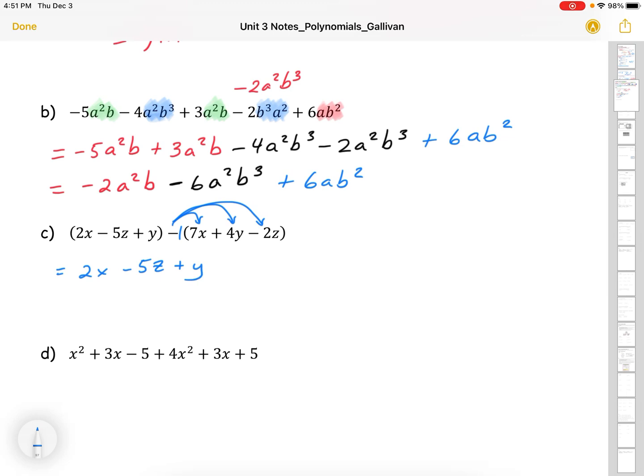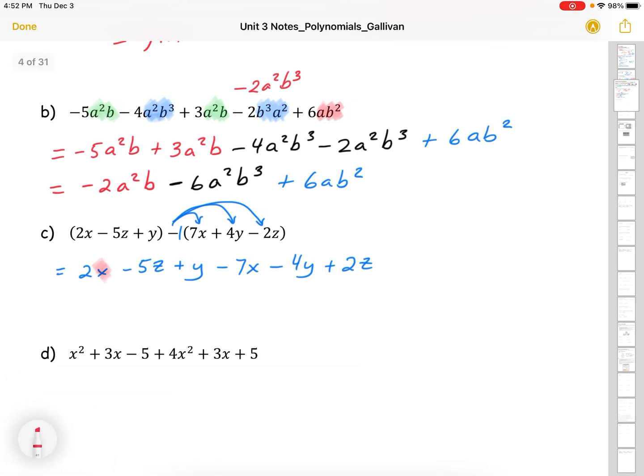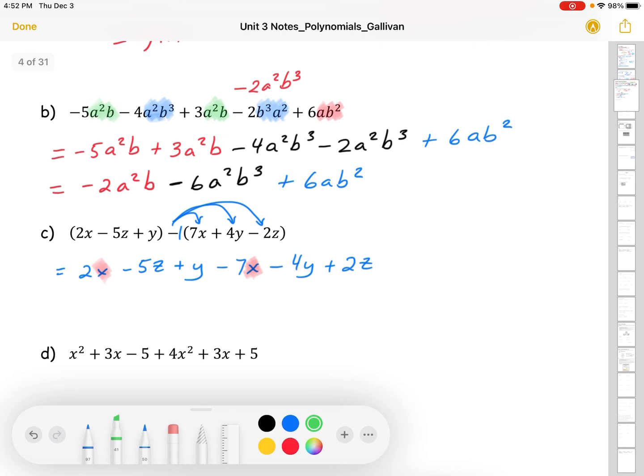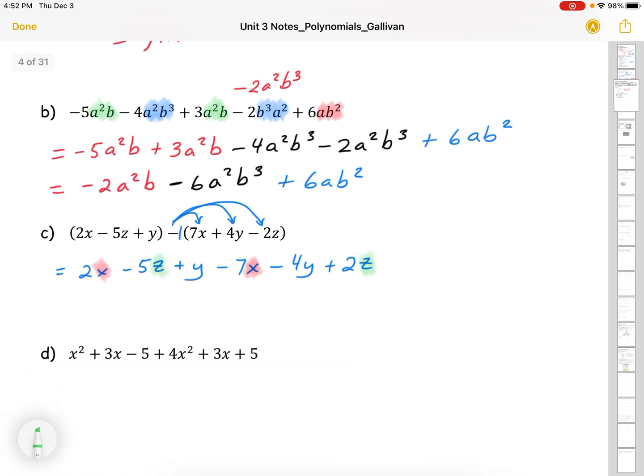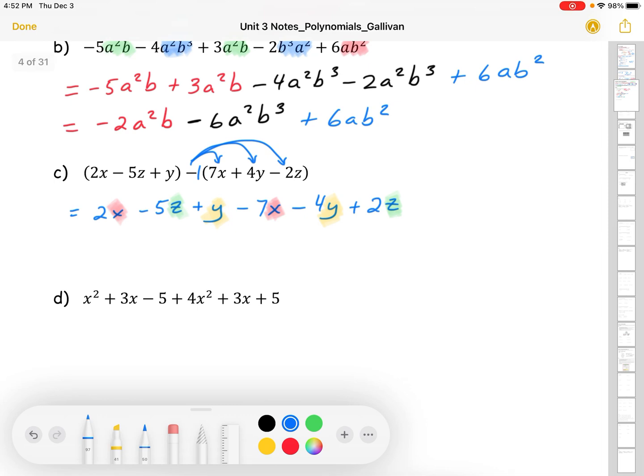Then negative 1 times 7x is negative 7x. Negative 1 times 4y is negative 4y. And negative 1 times 2z is plus 2z. Okay, now let's highlight our variables. I have an x here and an x there. I have a z here and a z there. And I have a y here and a y there. Okay, we can group them or we can just combine them. Okay, so let's try by just combining them.